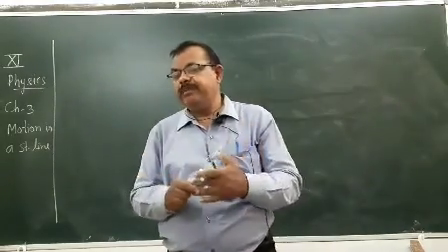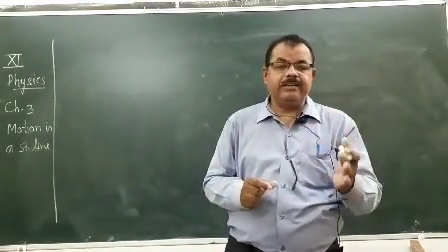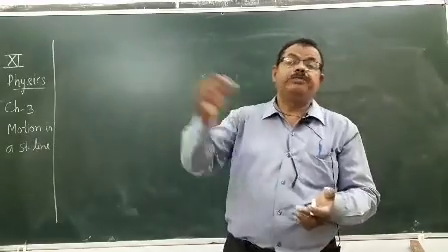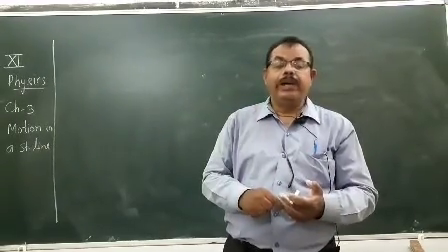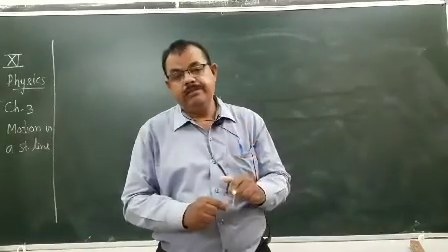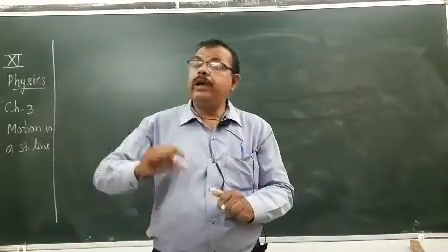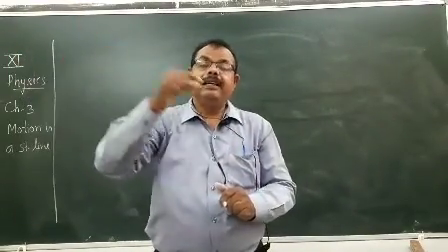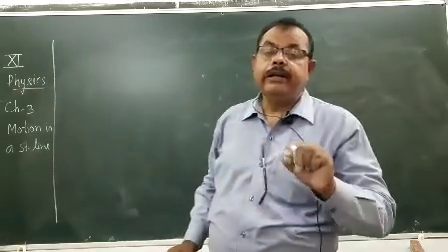So, relative velocity means the velocity of an object with respect to another object. When we take the velocity of any object with respect to any other object, then this velocity is called relative velocity.